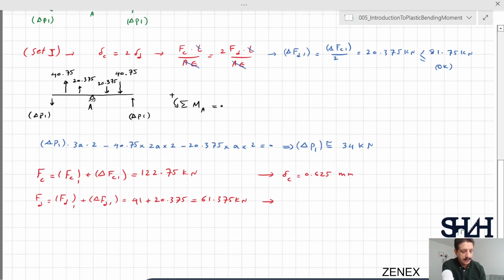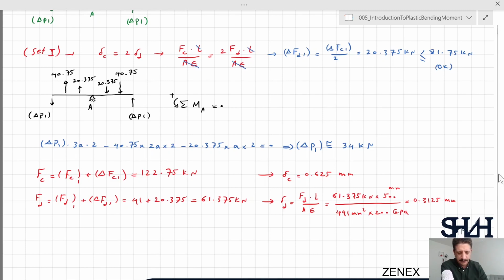And here we can calculate what is delta at point D. It's in elastic phase, so FDL over AE, and it's 61.375 kilonewton times 500 millimeter divided by 491 square millimeter times 200 gigapascal. So it is 0.3125 millimeter. We can see that the compatibility equation is valid. Delta D should be half of delta C.